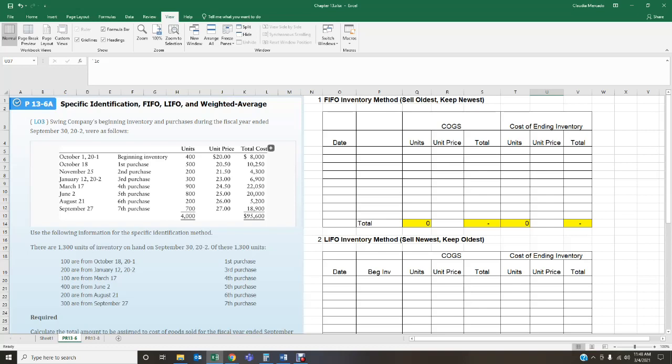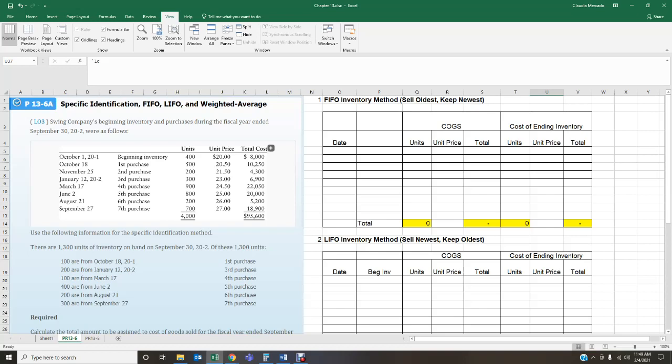Okay. So the layout is we're going to have the date. We're going to have the different description of the purchases. And then we're going to have our cost of goods sold section. So under our cost of goods sold section, we have the number of units, the unit price, and the total. Cost of goods sold represents the goods that were sold. Okay, these are the number of units that were sold during the specific period. Okay, then the next three columns is the cost of my ending inventory. The cost of your ending inventory, these are the units that are still sitting in your warehouse. These are the units that you have not sold. Okay, and once again, we have the units, the unit price, and the total.